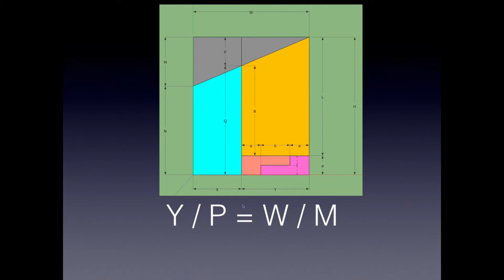Now, this is an interesting expression. Y over P is equal to W over M. Y is the length of this segment right here, and Y and P form a small rectangle that is equivalent in shape to this larger rectangle, W and M. So the ratio of Y right here to P is equal to the ratio of W over M.